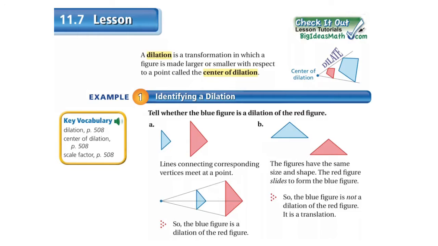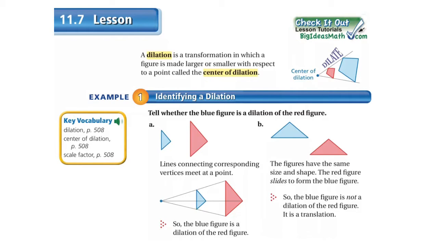Okay, so this is lesson 11.7, which we're talking about dilations. A dilation is a transformation in which a figure is made larger or smaller with respect to a point called the center of dilation. So these will not give you congruent figures, but they will give you similar figures.